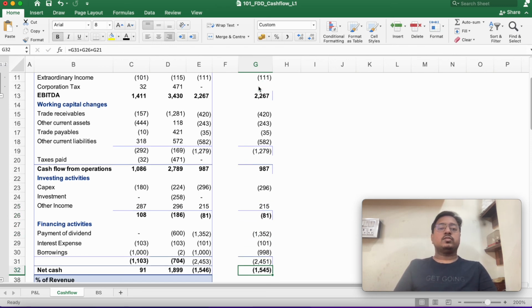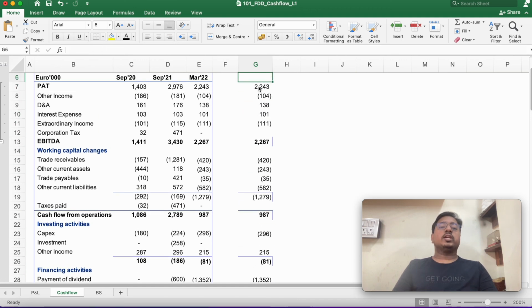Tada, our cash flow is ready. So this is a very simplistic presentation of how a cash flow can be prepared.